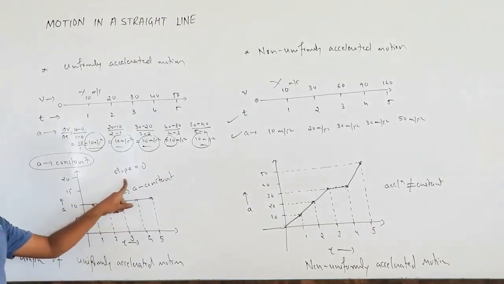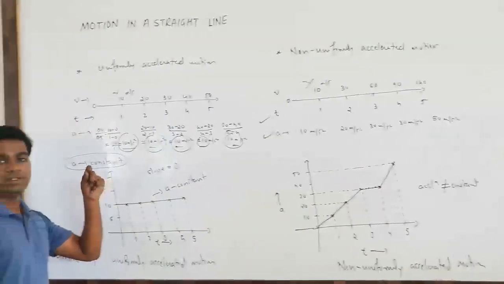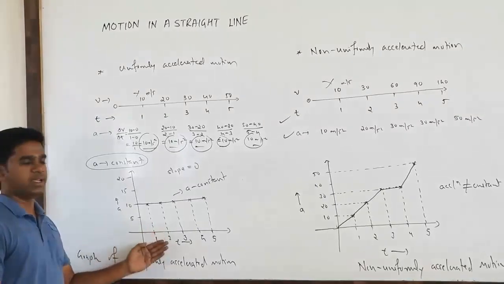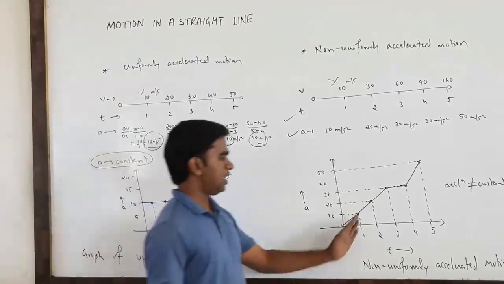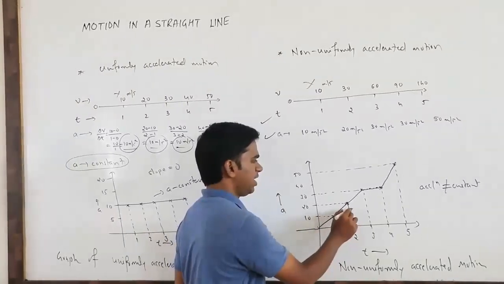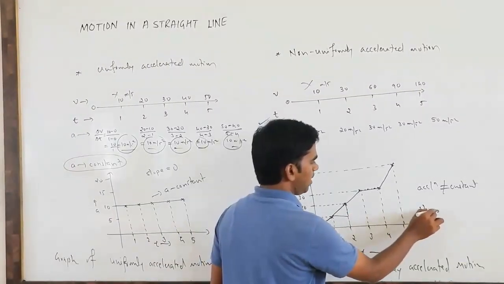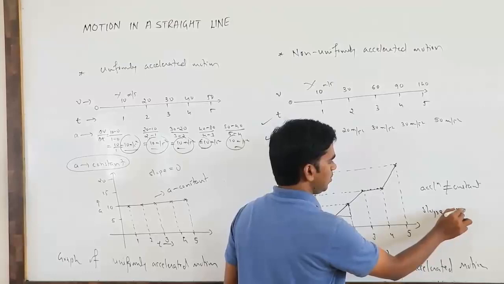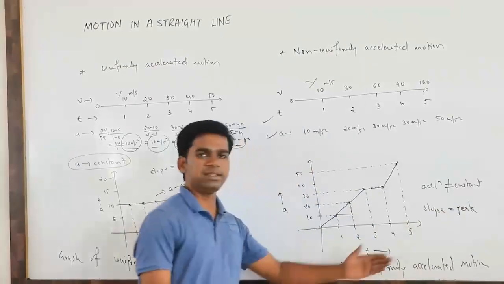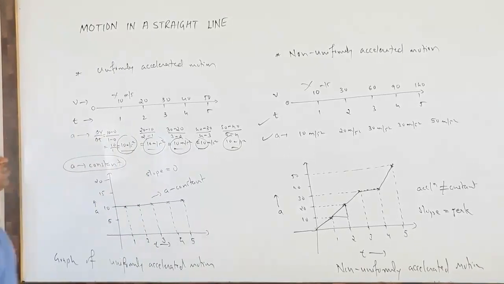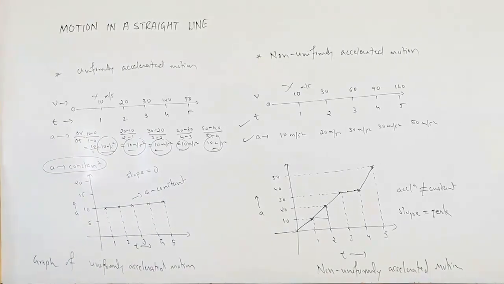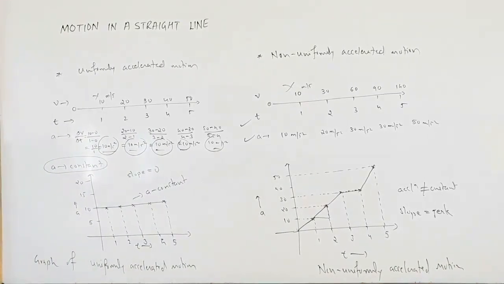Here the slope is 0, which means the jerk is 0. You are not going to get any rate of change of acceleration. But here you can calculate the slope, and you will get the jerk, the rate of change of acceleration. So these are the graphs for uniformly accelerated motion and non-uniformly accelerated motion.